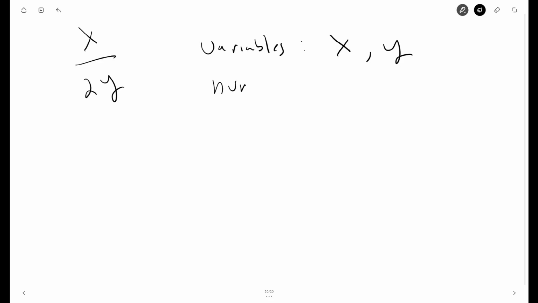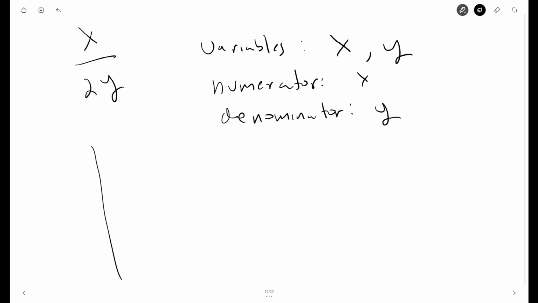Okay, so let's look at a table to see how it works. Let's do x over 2y. So the variables are x and y. The numerator is x, the denominator is 2y. So x and y.